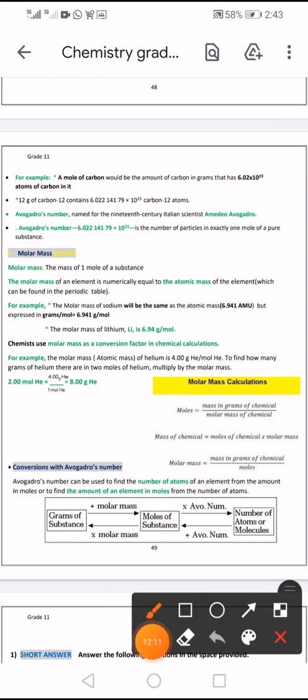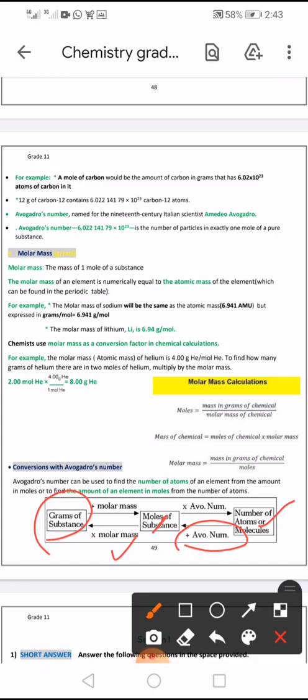But if we have the number of atoms and want to get moles, we just divide it by Avogadro's number to get how many moles. If we know the moles and molar mass and want to get the amount of substance in gram, we just multiply by molar mass, like here.